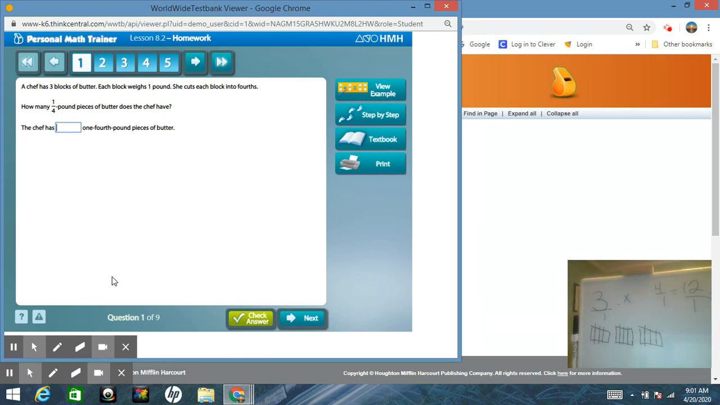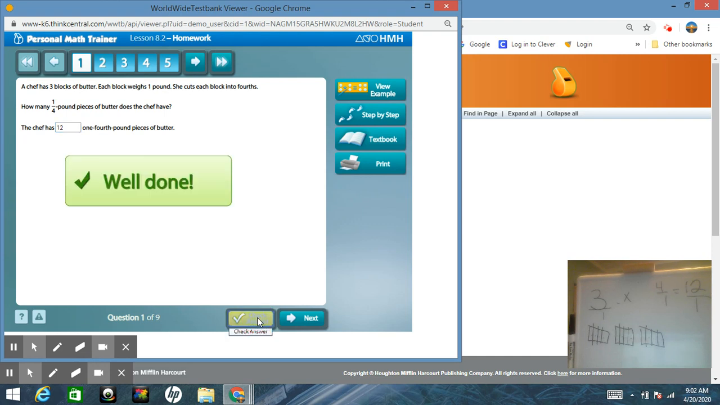12/1 is really 12. And also, if you count the blocks that you separated down here in your model strategy, I have 1, 2, 3, 4, 5, 6, 7, 8, 9, 10, 11, 12. Okay, so either way, I'm going to come over here, put my answer of 12. Check your answer. Correct.